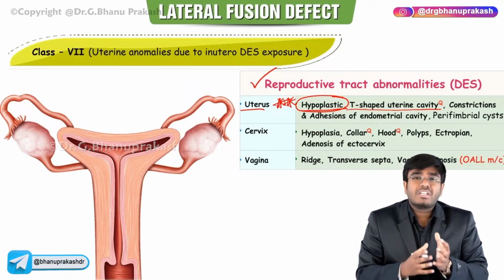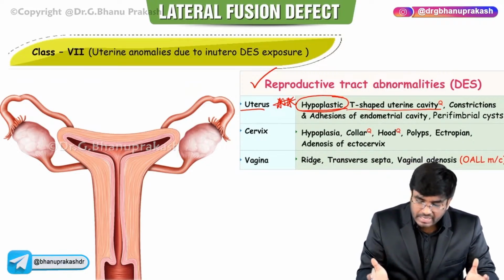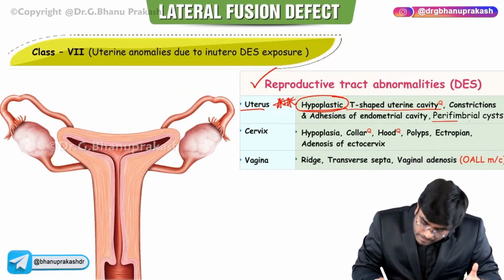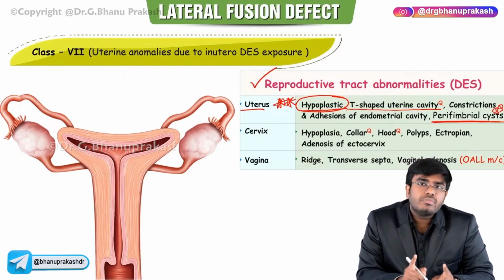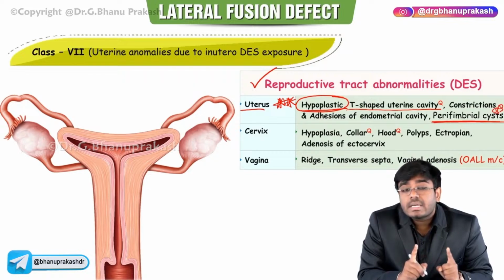Along with that, you can have constrictions and adhesions in the endometrial cavity. And which is also very important is a perifimbrial cyst. These perifimbrial cysts can be seen, MCQ. T-shaped uterine cavity, hypoplastic uterus, and perifimbrial cysts are seen.